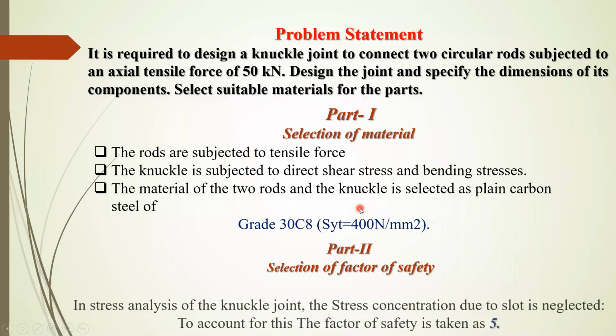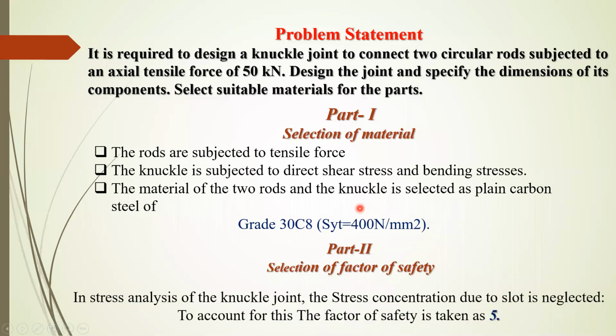Then part 2 is the selection of factor of safety. In the selection of factor of safety, we have to consider that in the stress analysis of the knuckle joint, the stress concentration due to slot is neglected. There is a circular slot for the pin to be inserted, and due to that slot the stress gets concentrated at the discontinuity, that is at the slot area. In the design we are neglecting the stress concentration because it is difficult to calculate the exact value of stresses at that section. So we neglect the stress concentration, and due to that we have to select a higher factor of safety.